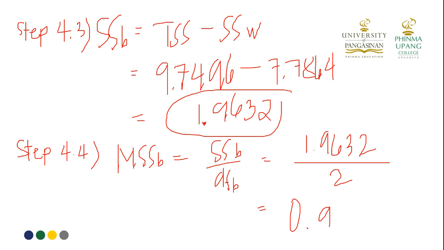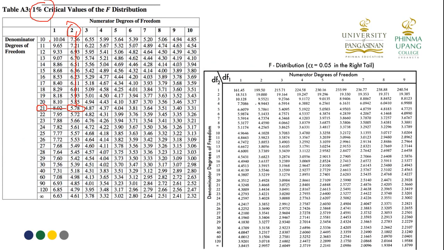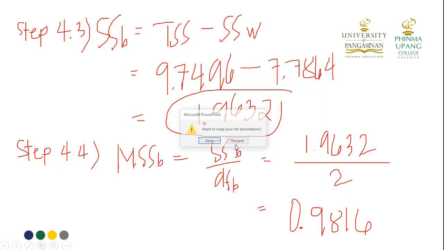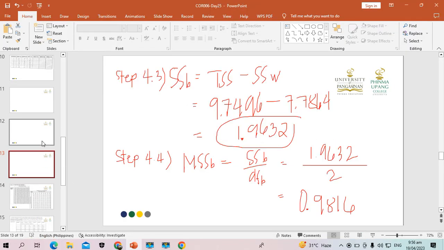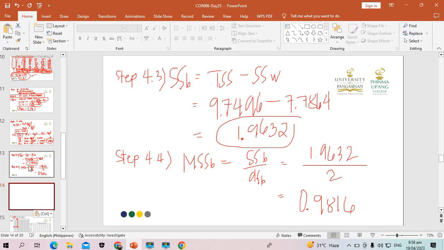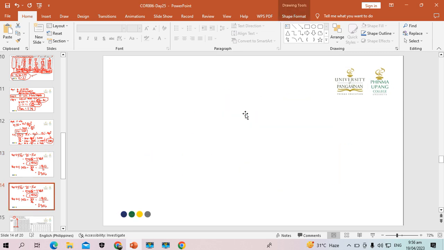0.9816. Tama ba? Ay, sorry. Yung narinig ko, 0.9816. So, 4.5 na tayo. Ay, nakulangan na ako ng space. Wait lang ha. Mahaba na pala. Copy ko lang ito. Yan. Step 4.5 na tayo.